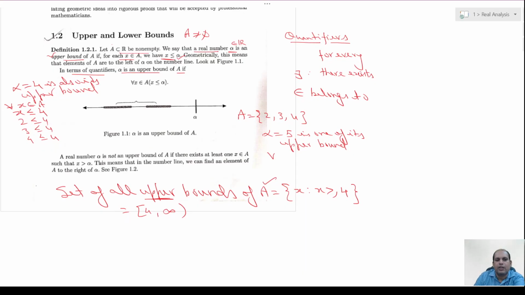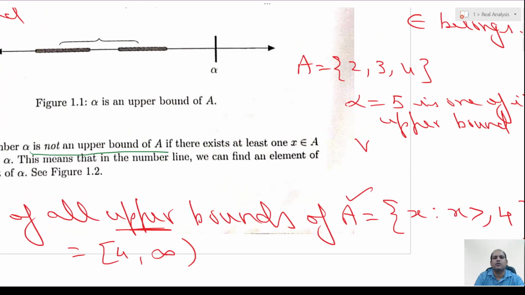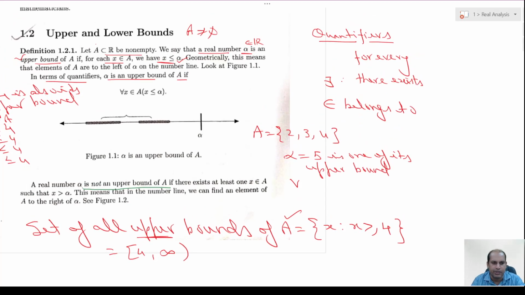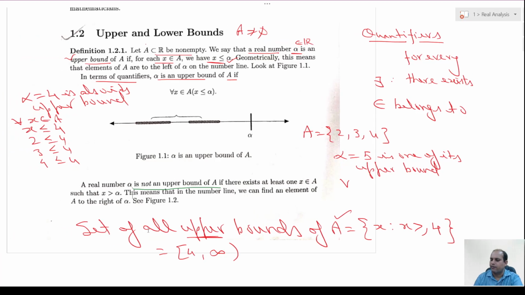Now, how do we discard that a given real number is not an upper bound of a set? For this, I will use the same example. If it is given that a real number alpha is not an upper bound of a set, then we need to produce at least one element x belonging to A such that x exceeds alpha.